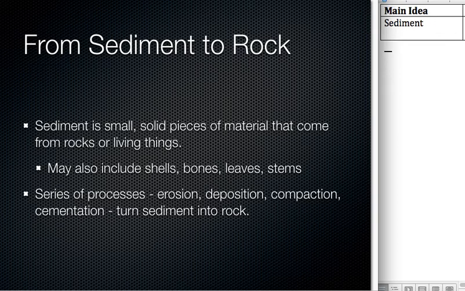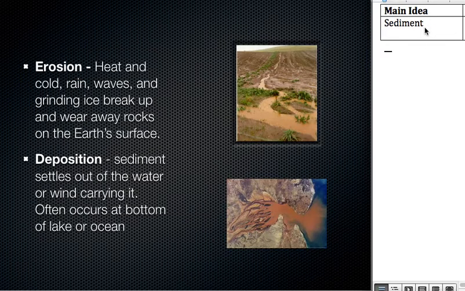So let's talk about how this sedimentary rock can form. The first thing that's going to happen is you're going to need some kind of erosion. Heat, cold, rain, waves, ice, etc., are going to break up and wear away rocks on the Earth's surface, right? And then that water or wind will move this eroded rock away, and it's going to end up being carried downstream. So we've got these tiny pieces that are now moving away.